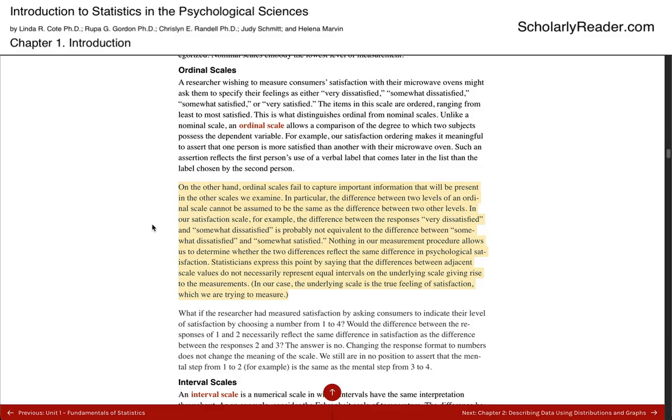Statisticians express this point by saying that the differences between adjacent scale values do not necessarily represent equal intervals on the underlying scale giving rise to the measurements. In our case, the underlying scale is the true feeling of satisfaction, which we are trying to measure.